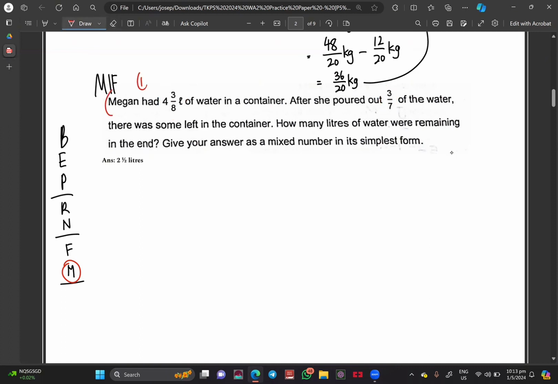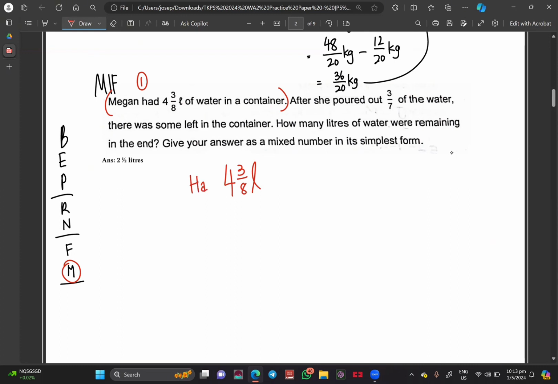So what we are going to do is first write out whatever we have. Megan had 3 over 8 liters of water in a container. That means this is the amount that she had. So we're going to say 3 over 8 liters. Maybe we can write "had" over here. Just write down whatever you know.